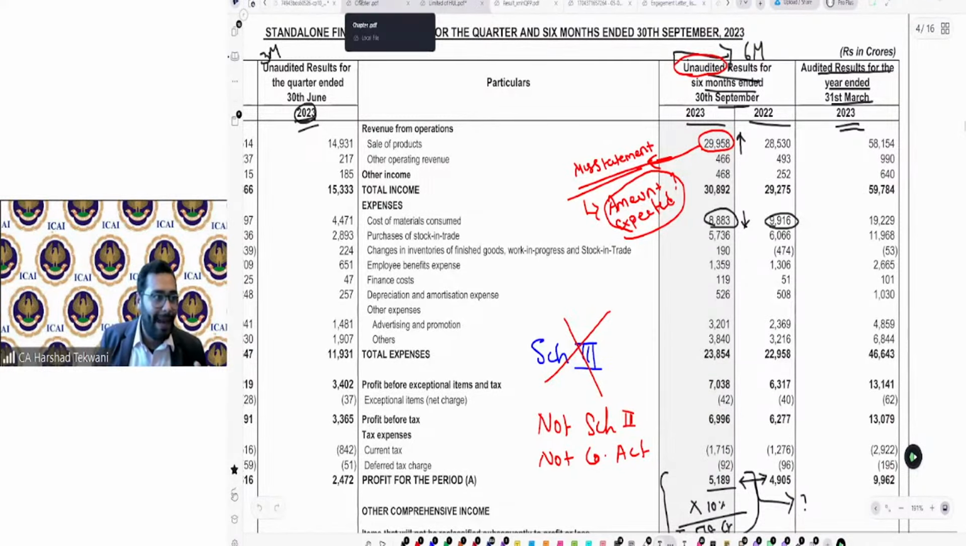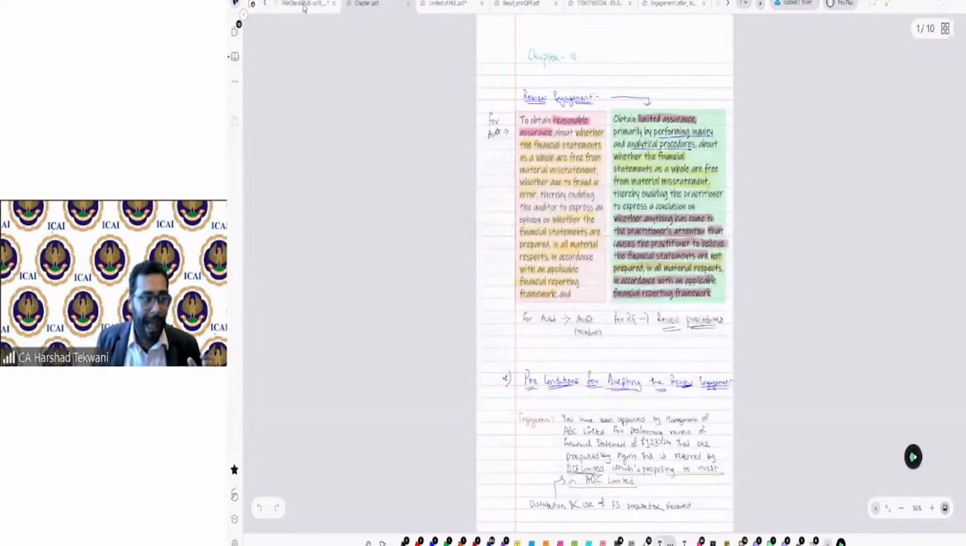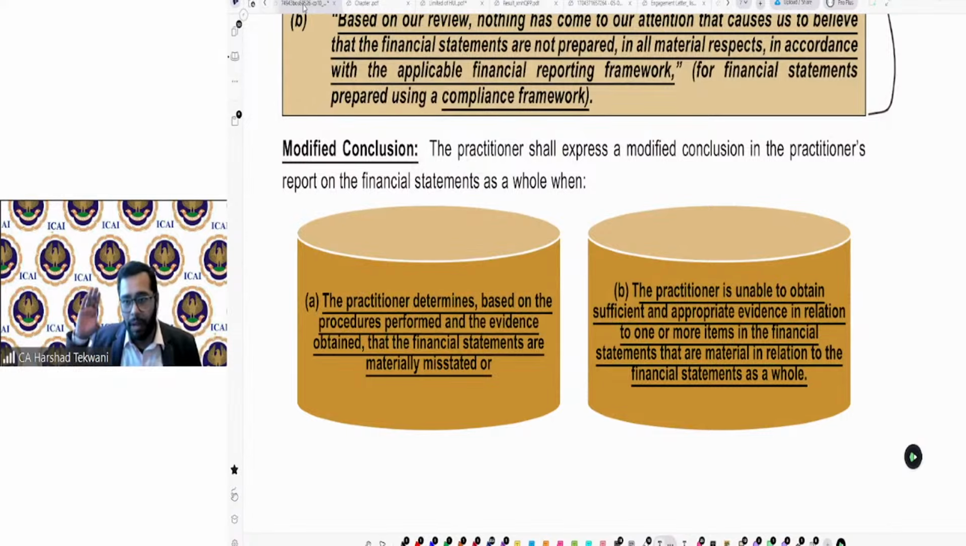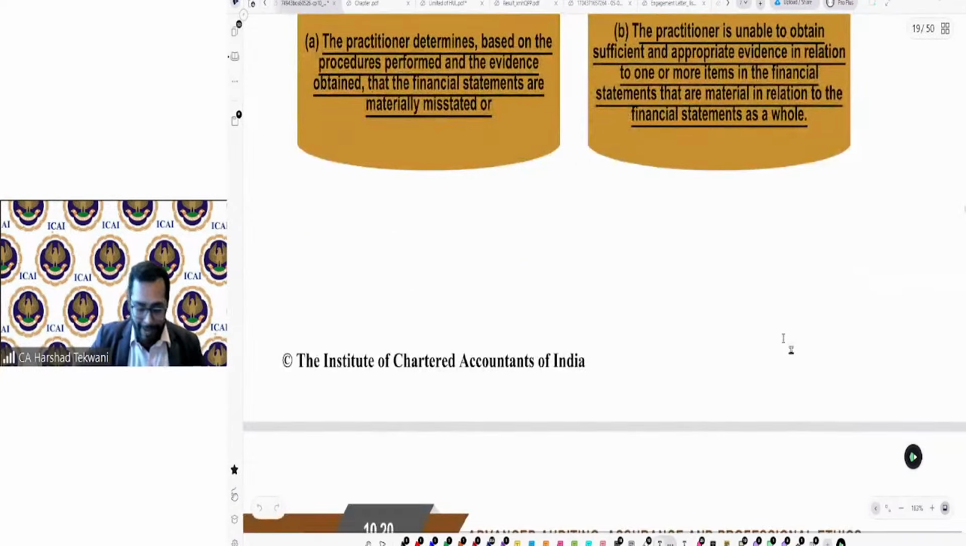So in that case, either I have evidence in my hand, or I'm not able to obtain the evidence. In both of the scenarios, I will issue a modified conclusion. For example purpose, I'll write examples over here.